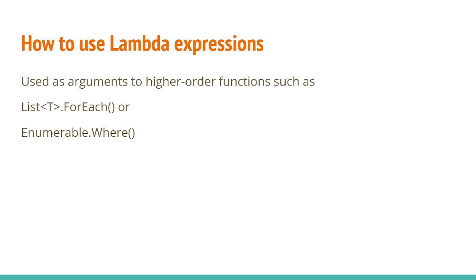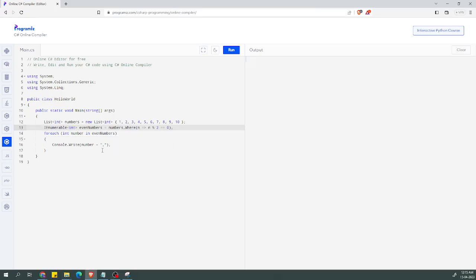For example, let's say you have a list of integers and you want to print all the even numbers in that list. So let's see how we can achieve this using lambda expressions. Okay, so let's go to this online compiler and let's say this is our list. This is the list of integers from 1 to 10.